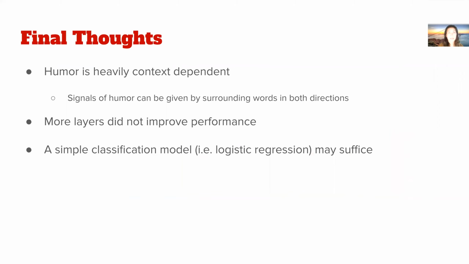So some final thoughts. By fitting the bidirectional LSTM, I was able to confirm that humor is heavily context dependent. And so signals of humor can be given by surrounding words in both directions, not just forward, like with the regular LSTM with 1 layer and with 2 layers. Adding the extra layer also did not significantly seem to improve performance, although it did cost a lot computationally. And to add to the idea that simple might be better, the fact that the logistic regression did very comparably compared to the more complex models also might indicate that in a time crunch, a simple classification might suffice.